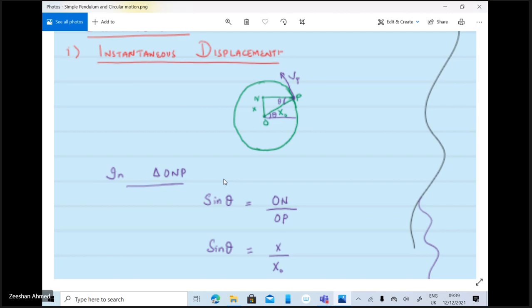What is instantaneous displacement from the diagram which we just discussed? So again, let me make it simpler. This is only a circle. From the center to any point, it was my amplitude, the maximum distance. And from the center to any point within the circle, it is my displacement, simply x. So this is making my right angle triangle OP. Clear?